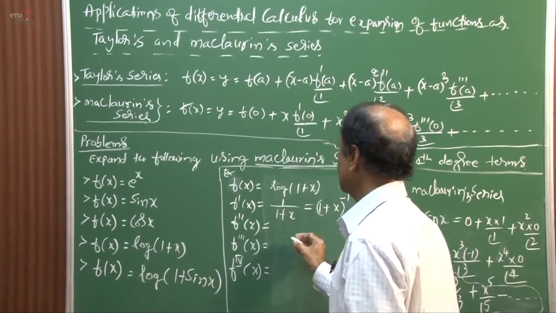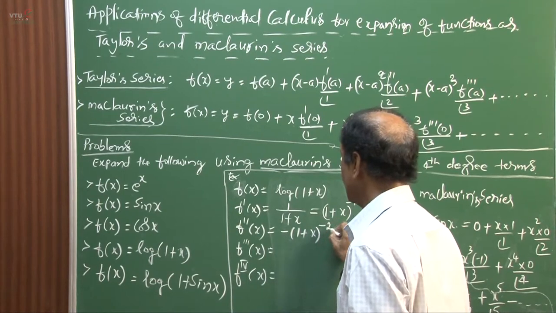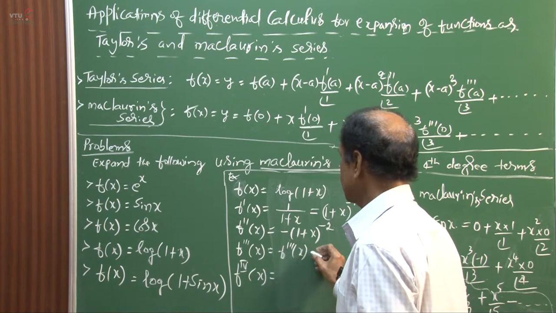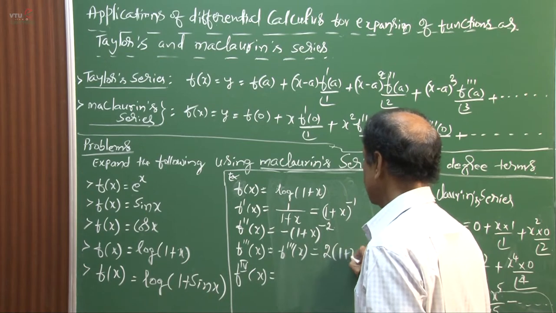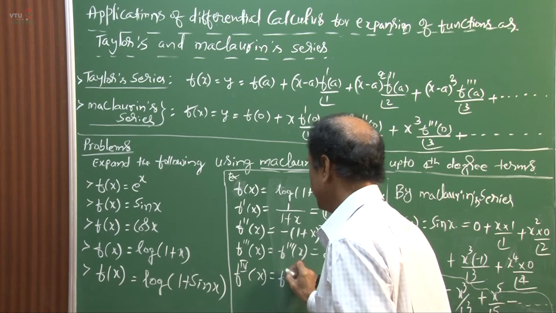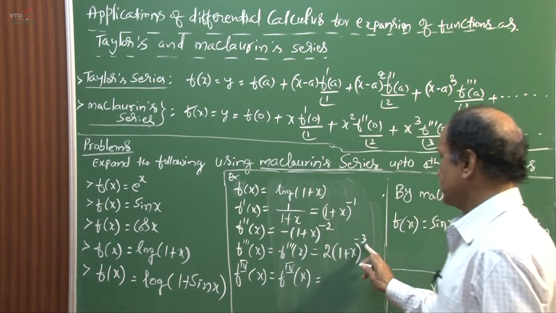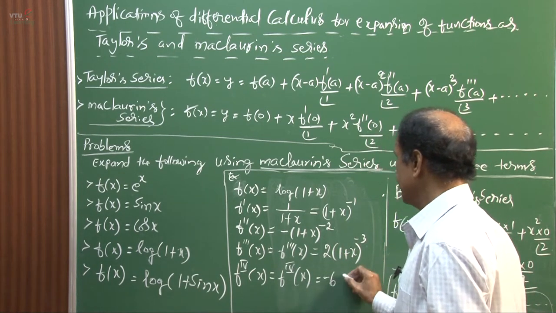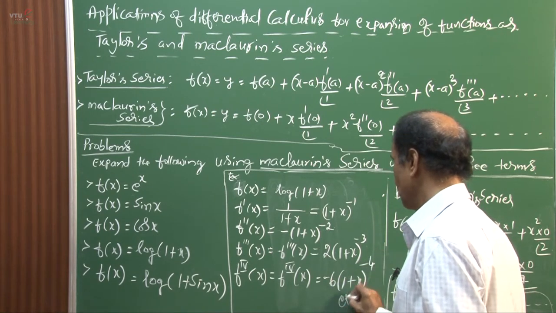Then f double dash of x, so minus of 1 plus x to the power minus 2. Then f triple dash of x is equal to plus, and 1 plus x whole to the power minus 2 minus 1, it is minus 3, and f fourth order derivative with respect to x is equal to same thing, minus 3 into plus 2, that is minus of 6 into 1 plus x whole to the power minus 4, and so on.